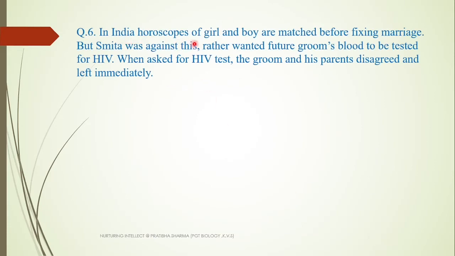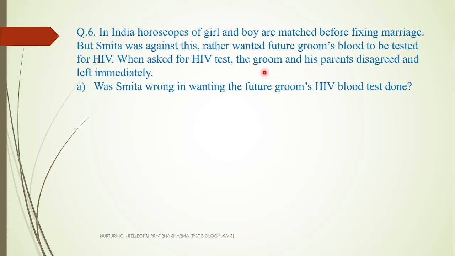Next question. In India, horoscopes of girl and boy are matched before fixing marriage. Okay, we match kundli. But Smita was against this. Rather, she wanted the future groom's blood to be tested for HIV. When asked for an HIV test, the groom and his parents disagreed and left immediately. Question: was Smita wrong in wanting the future groom's HIV blood test done?